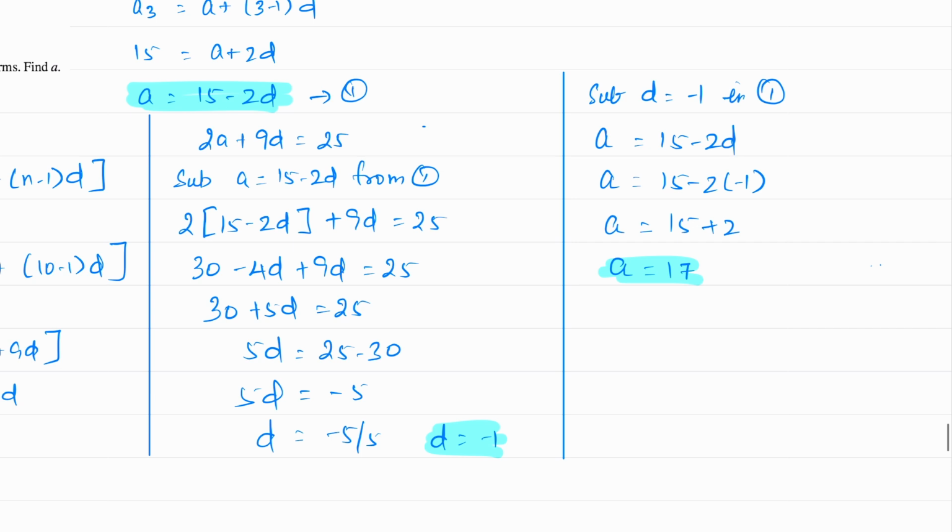Now we know the value of a and d, so we have to find the value of a10. a10 equals a plus 10 minus 1 times d, d is negative 1, so a10 equals 17 plus 9 times negative 1, or 17 minus 9, so a10 equals 8.